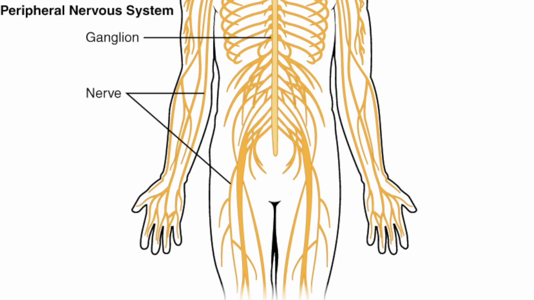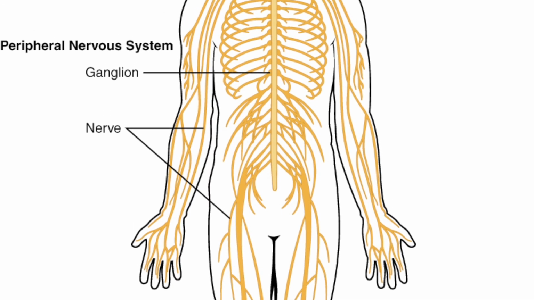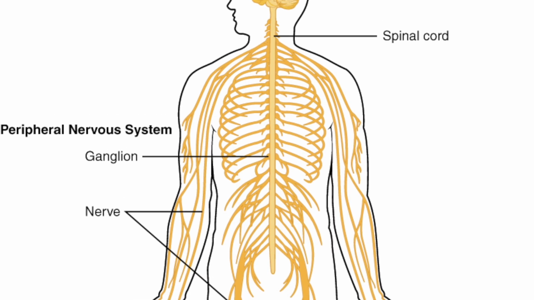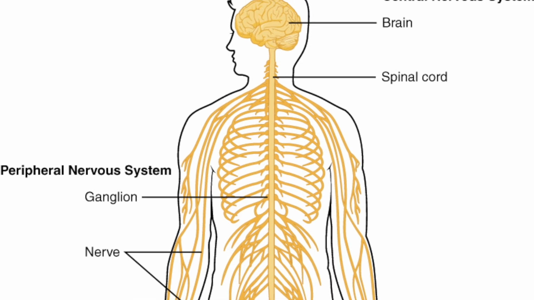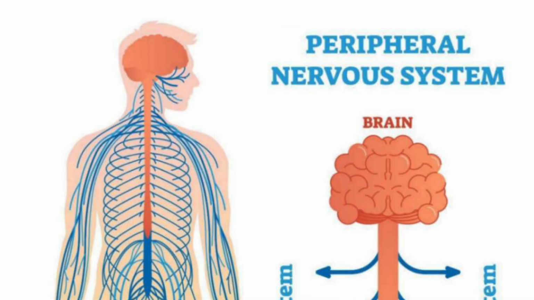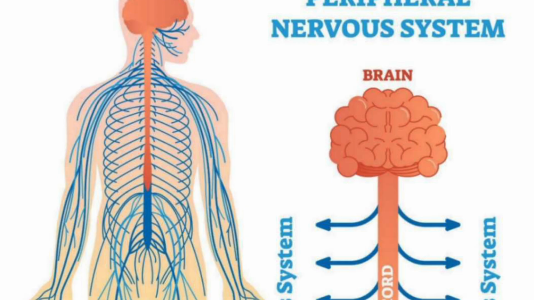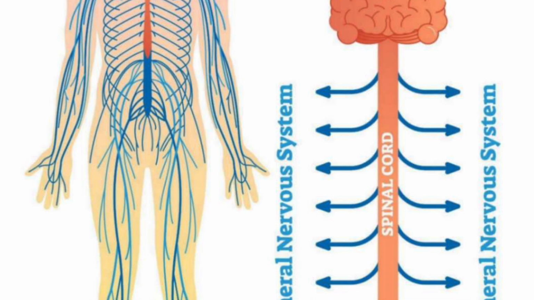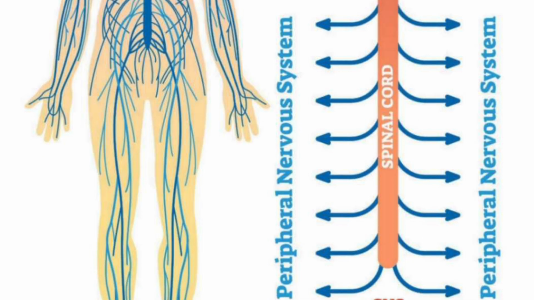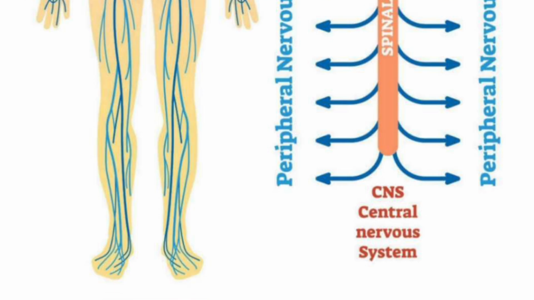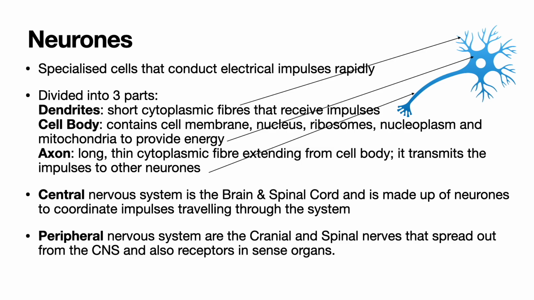Now there are two types of nervous systems. One being the central, which consists of the brain and the spinal cord and is made up of neurons which coordinate these impulses traveling through the nervous system. Then the peripheral nervous system, which is the nerves spreading out from the central nervous system. The cranial nerves come out of the brain and the spinal nerves come out from the spinal cord. It also contains receptors present in the sense organs. So this is the basic structure of the neuron.